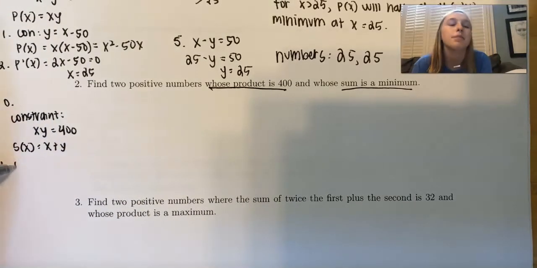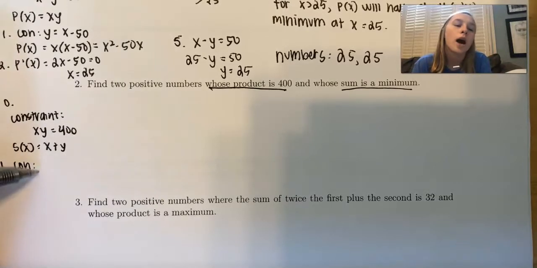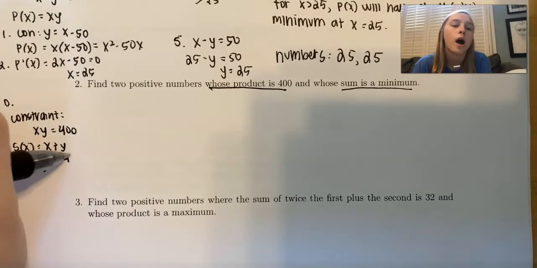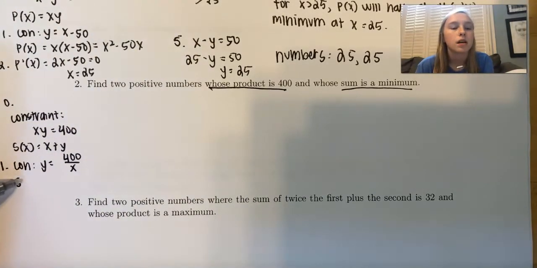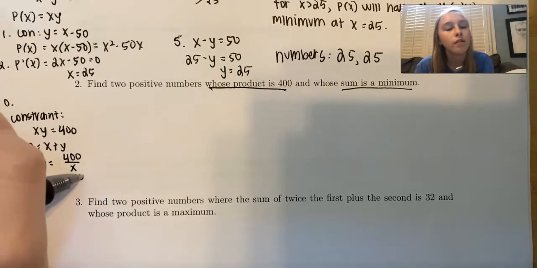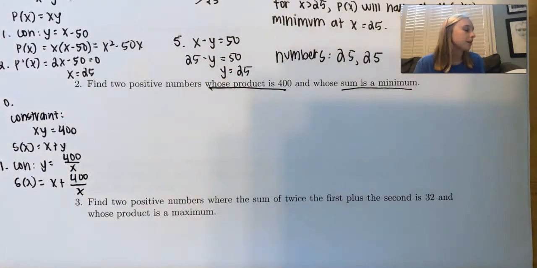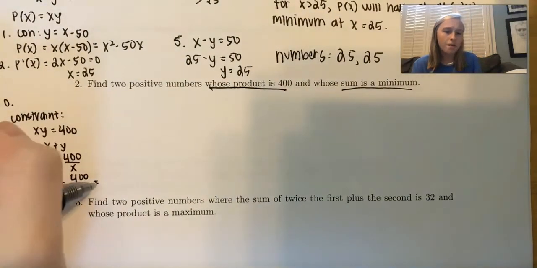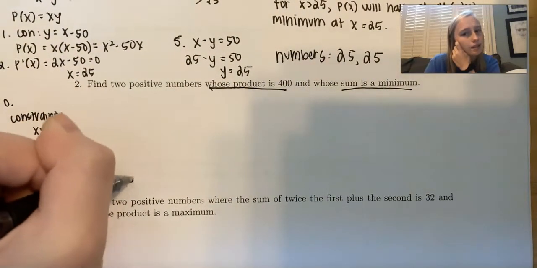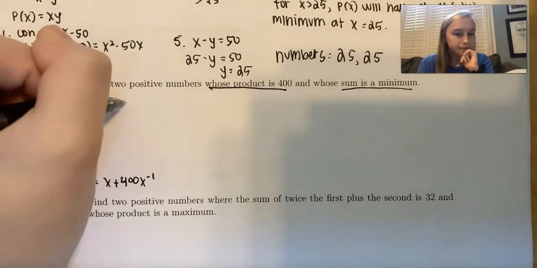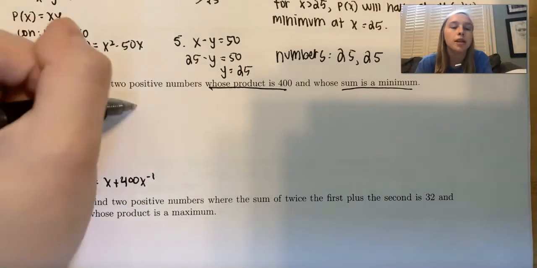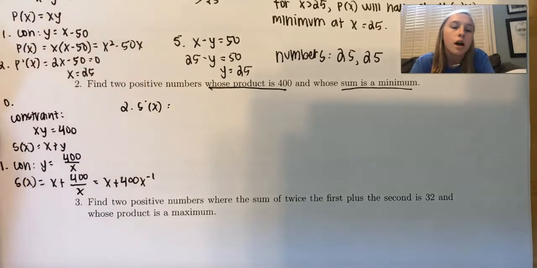So same thing as last time, we isolate y in the constraint and then plug it in for y in the s of x function in this case, so you get x plus 400 over x. And like I said, I write it in the way that makes it easiest to take the derivative. So that for me is to just bring that x up and make it a negative 1 exponent. Step number 2, remember, is taking the derivative and setting equal to 0.